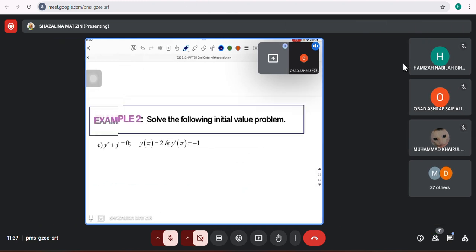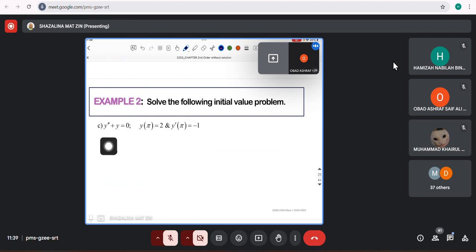So it's okay. For example 2C, I just leave it to you. I give you the answer. The answer is y equals negative 2 cos x plus sin x. Okay, you may try later after class.